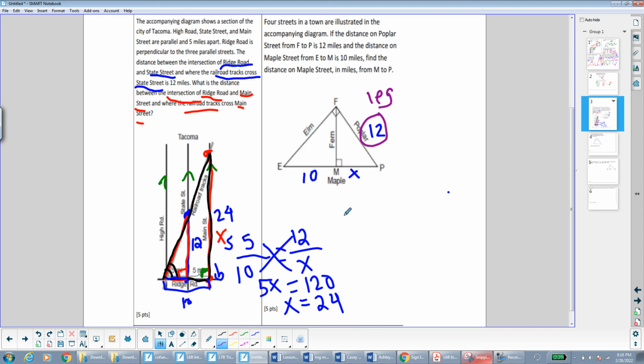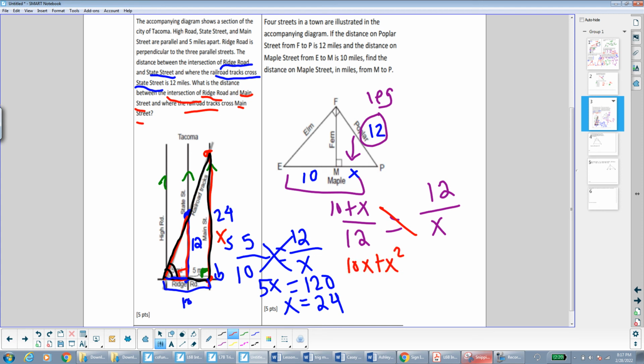Remember that the leg rule says that the leg is the mean proportional between the whole hypotenuse, which is 10 plus x, this and this part together, and the part of the hypotenuse directly below that leg, which is also called the leg's projection on the hypotenuse. All I need to do now is cross multiply and solve for x. That's 10x plus x squared is equal to 144.